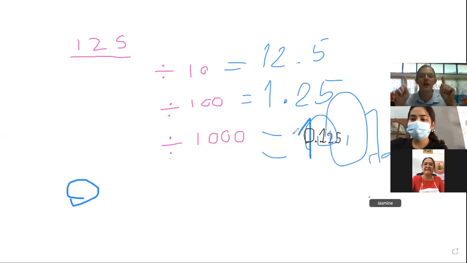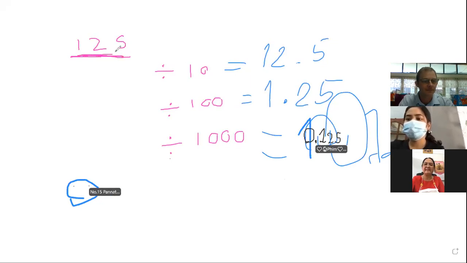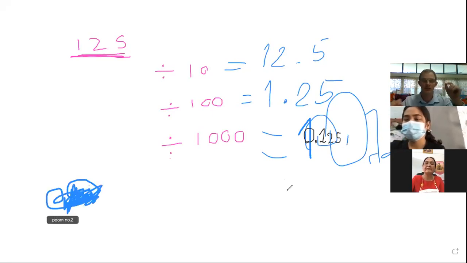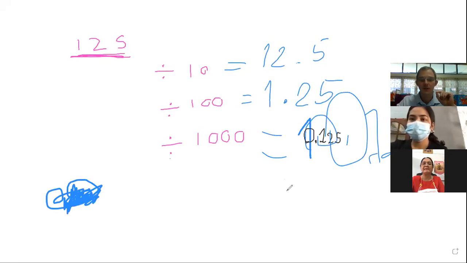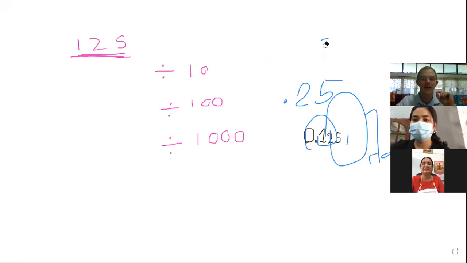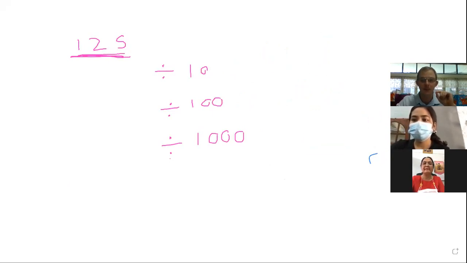Why do we do that? Yes, we already studied this, I know, but we have to go through it again to make sure we know the basic ones. So let me quickly just explain why this is happening. So we have the 125 here.